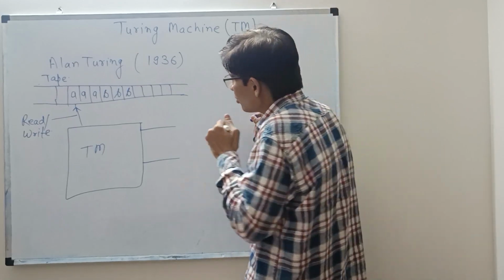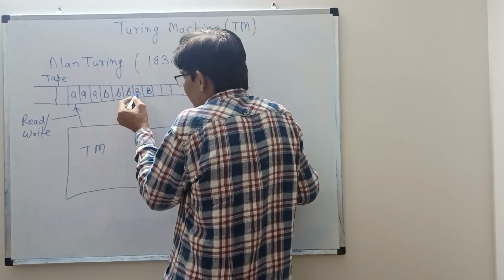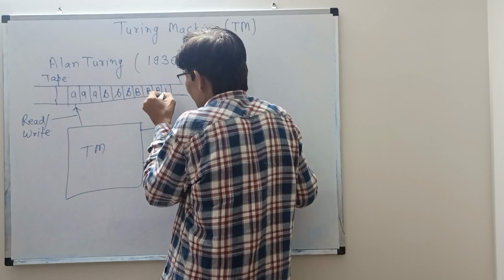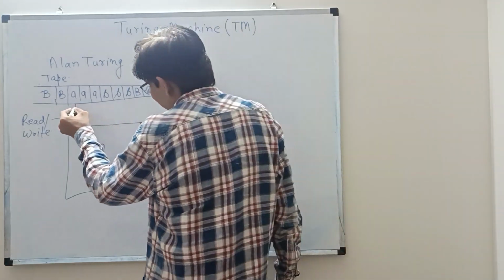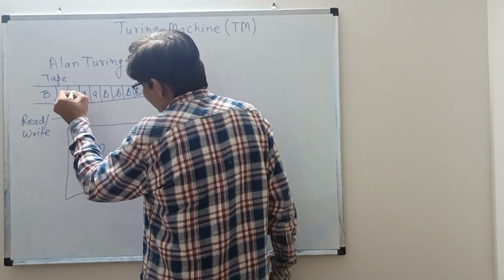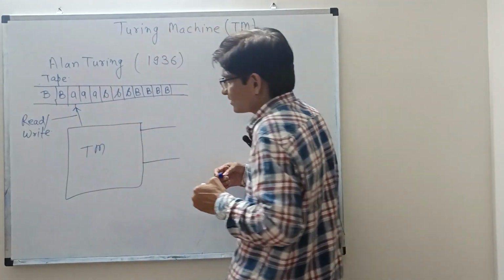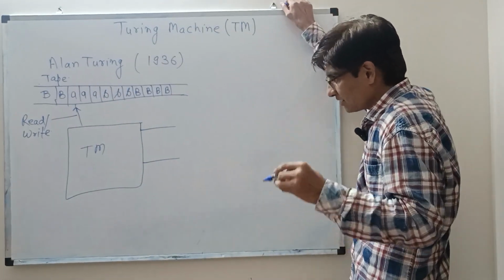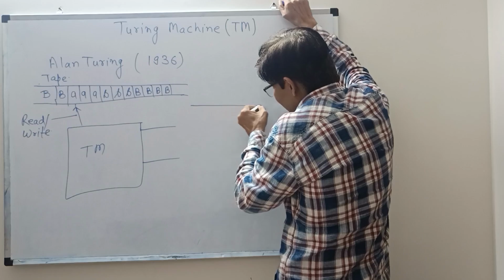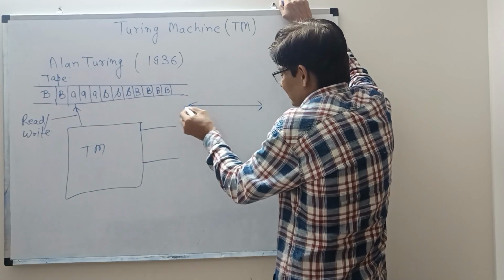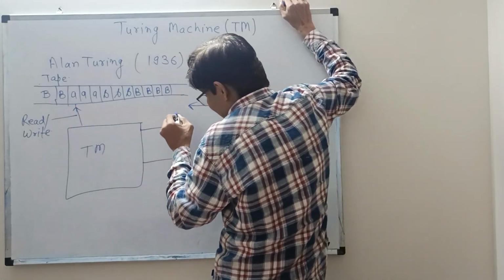Now, all the remaining locations would have a blank there, like epsilon. The input tape in Turing machine contains blanks. So when Turing machine starts working, its head is placed at the first position, the first input symbol on the tape. And one more benefit of this particular Turing machine is that this head can move in both directions. Like it can move from left to right as well as right to left.